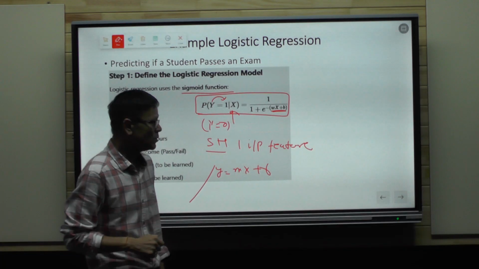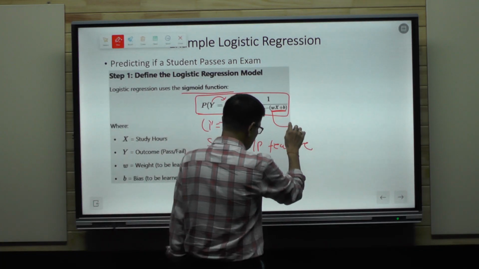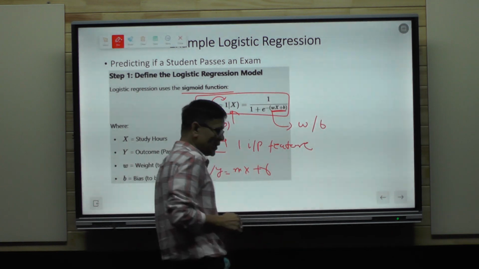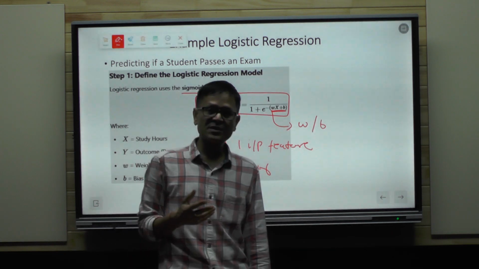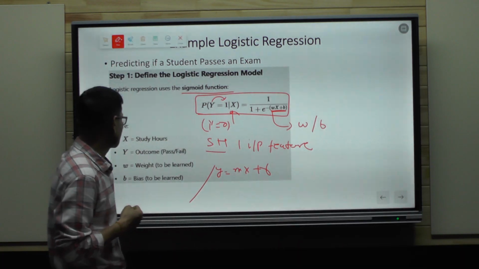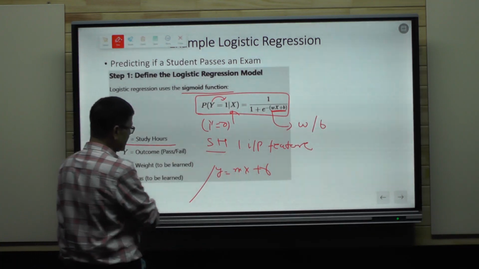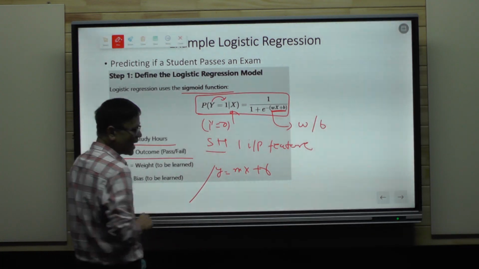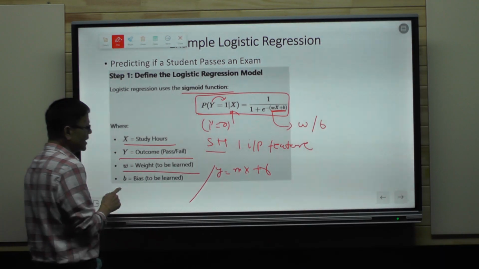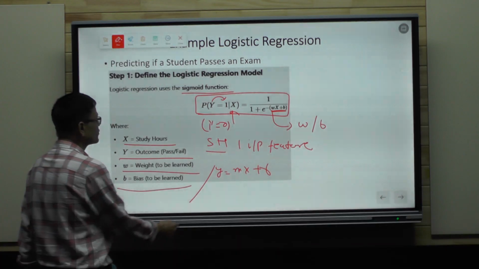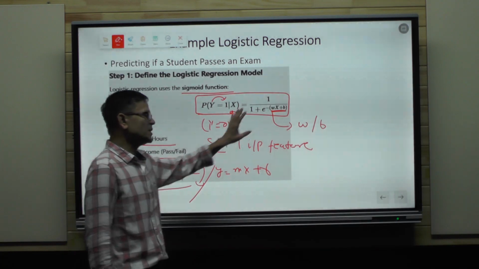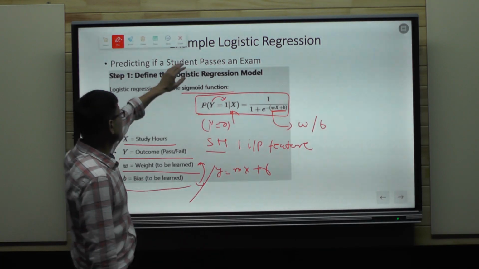Now our task is to train this logistic regression and find the values of w and b, where it best predicts the behavior given in the data set. So x is the hours of study, y is the outcome, pass or fail, w is the weight to be learned, and b is the bias to be learned. So we have to calculate w and b, and once we can do that, that means we have trained the logistic regression.